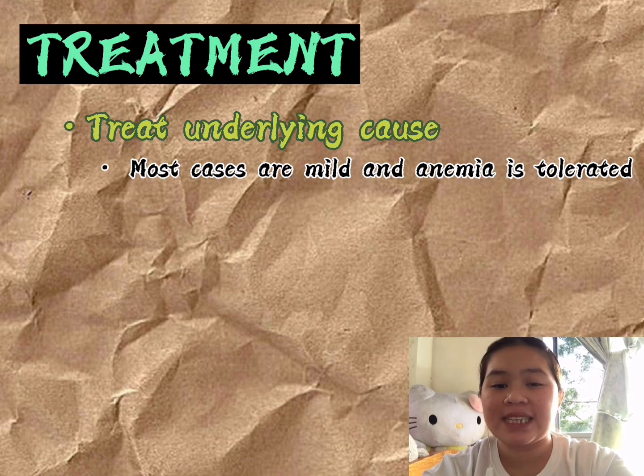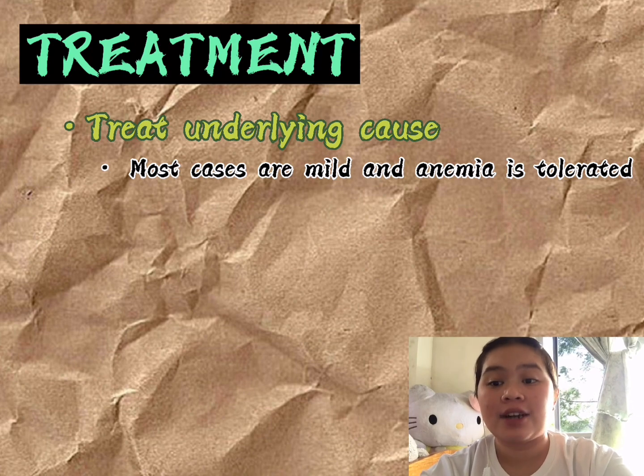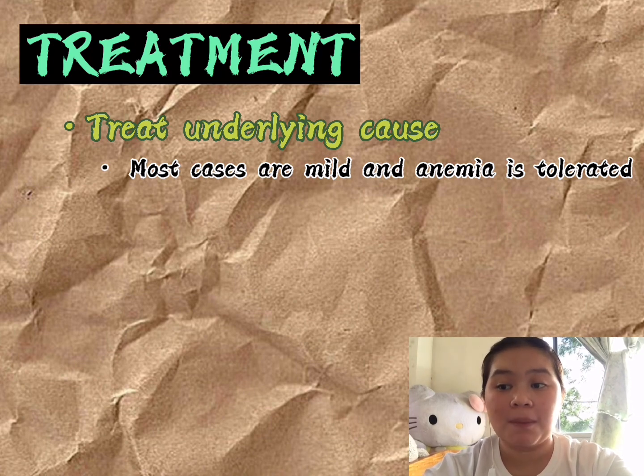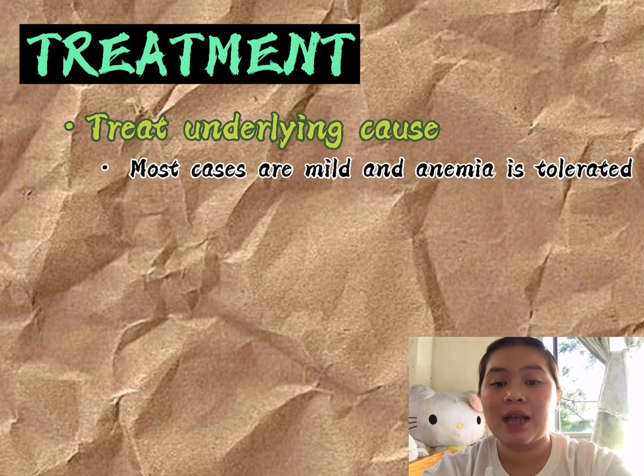So most of the time, treating the underlying cause is going to be the most effective in treating this type of anemia. And then EPO is given in certain circumstances where the patient might not be producing enough EPO, as in the case of anemia of chronic kidney disease.